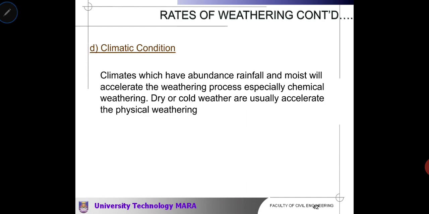Okay, number D is climatic condition. I already mentioned this. This is about the geography where the rock is positioned. Climate which has abundant rainfall and moisture will accelerate the weathering process, especially chemical weathering. Dry or cold weather usually accelerates the physical weathering. So if you have more water, your rock is susceptible to chemical weathering process.